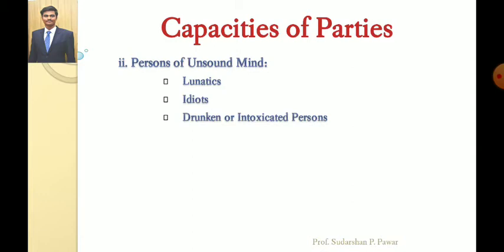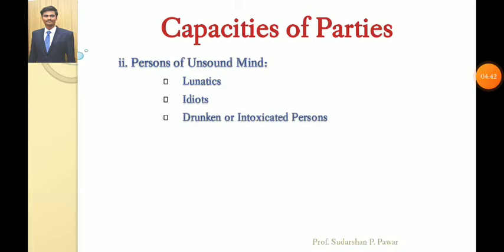A person who is usually of unsound mind but occasionally of sound mind may make a contract when he is of sound mind. A person who is usually of sound mind but occasionally of unsound mind may not make a contract when he is of unsound mind. Thus, two essential elements of sound mind are the capacity to understand and the capacity to make a rational judgment.